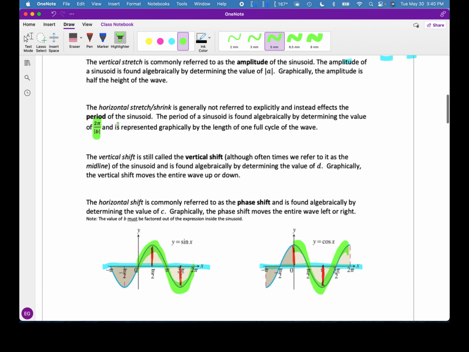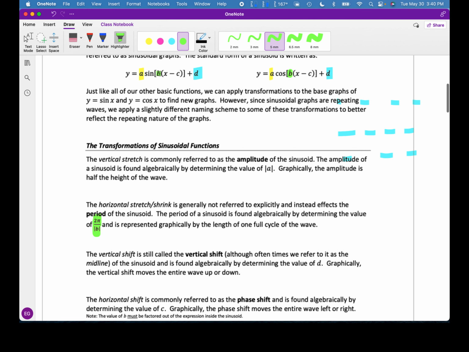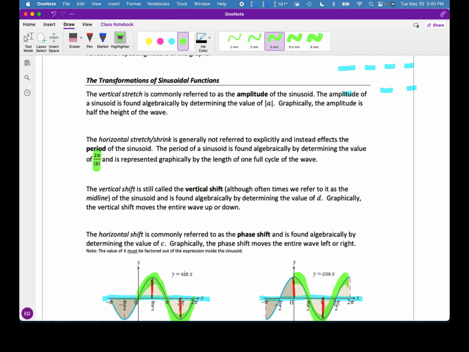And we don't really need to worry about the absolute value of b because I do not believe we're ever giving you a negative b value. So it's just 2 pi over b. And that's going to help you figure out, basically it's a horizontal stretch or shrink, but it's going to tell you exactly how long it takes to repeat itself.